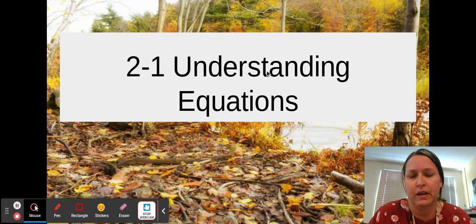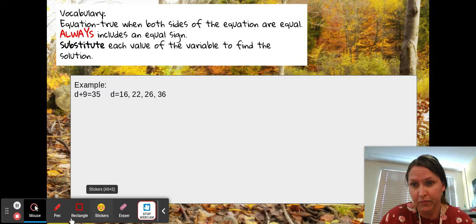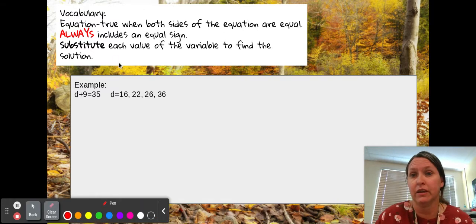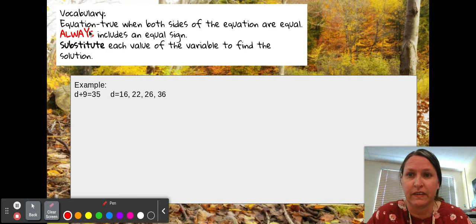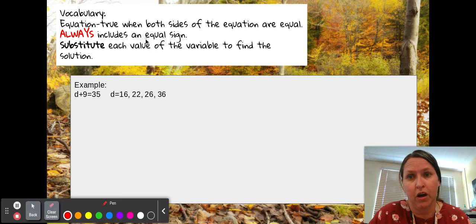Hello. Today we're going to discuss a little bit of basic information about understanding equations. To begin with, we're going to discuss some vocabulary. Our vocabulary today is equation. An equation is true when both sides of the equation are equal. An equation will always have an equal sign.